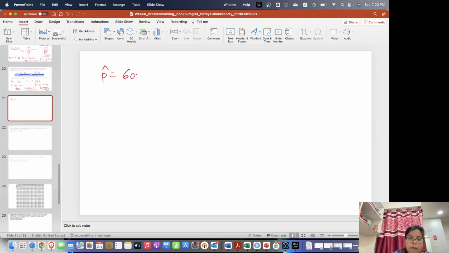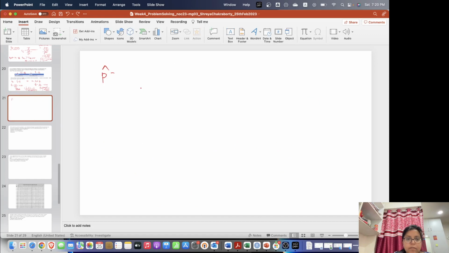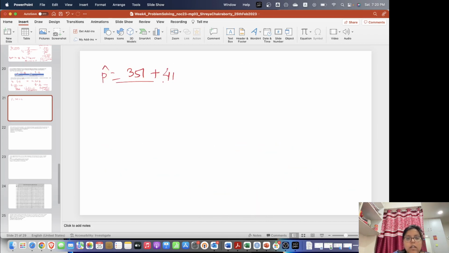605, or we have the absolute numbers. So how many responded yes? 351 plus, here how many responded, 41 divided by 605 plus 195. So the pooled estimate will come out as 392 by 800, that is 0.49.